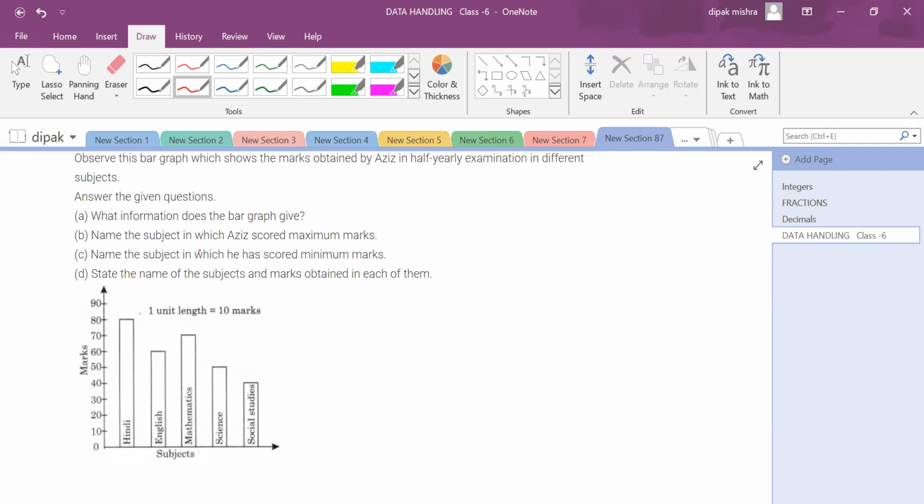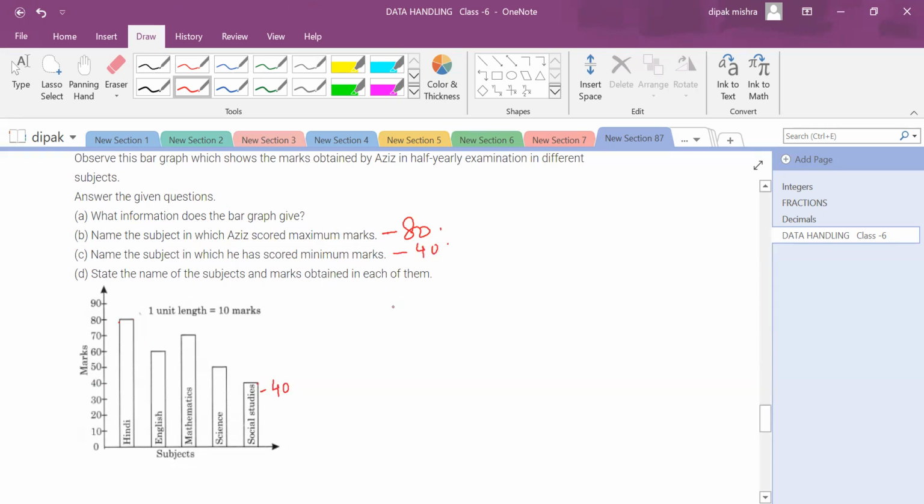Name the subject in which Aziz has scored maximum marks. If you see, the maximum bar height is for Hindi, and he has scored 80 marks in that. Name the subject in which he has scored minimum marks. The lowest bar is for social studies, and he has scored 40 marks. So it is 40 marks.